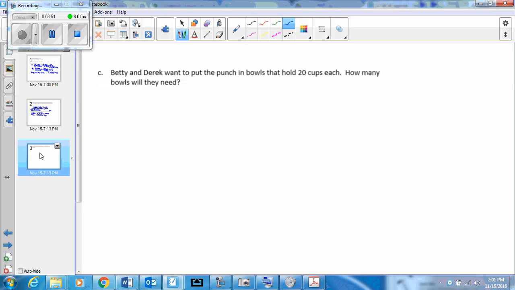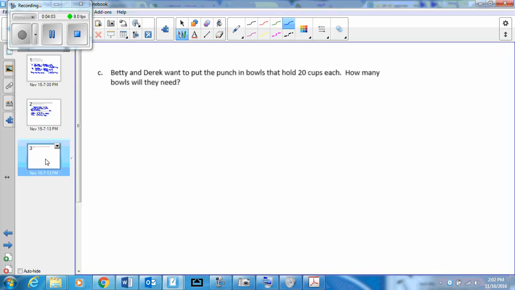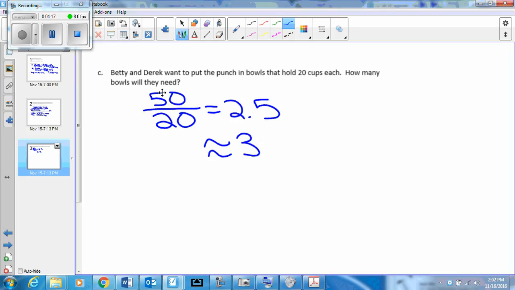Looking now at part C, Betty and Derek want to put the punch in bowls that hold 20 cups each. How many bowls will they need? Well, we decided they needed to make 50 cups of juice total. So to figure out the number of bowls, I'm going to take the 50 and divide it by the 20. When I divide that out, I'm getting a decimal 2.5. But in this context, you can't have part of a bowl, so they would need to have 3 bowls.